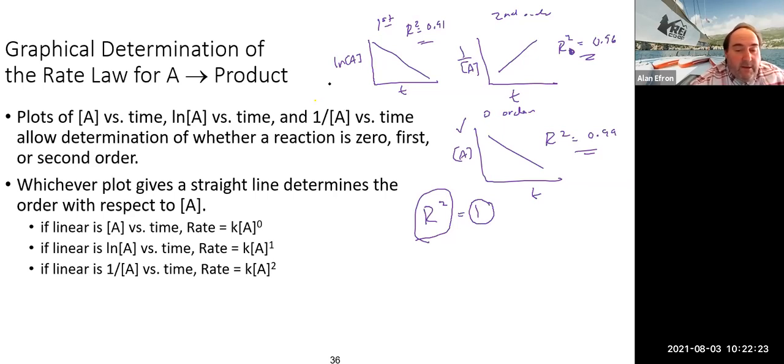And that's why when we talked about first order, second order, 0 order, it's usually important to understand what the graph should look like, because it's a very common process. Any questions on that there?